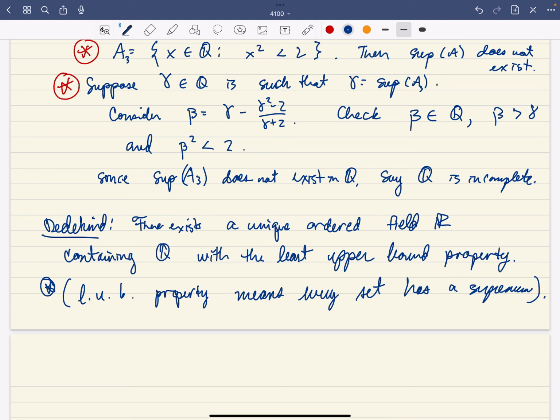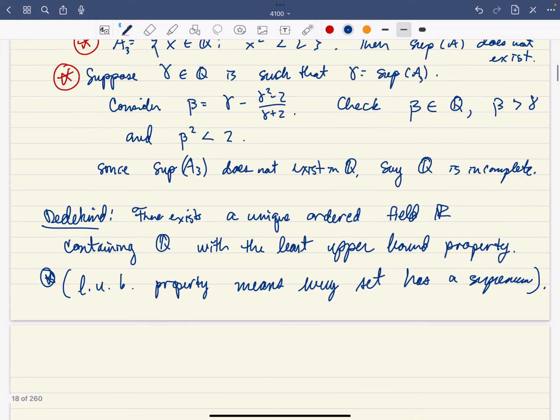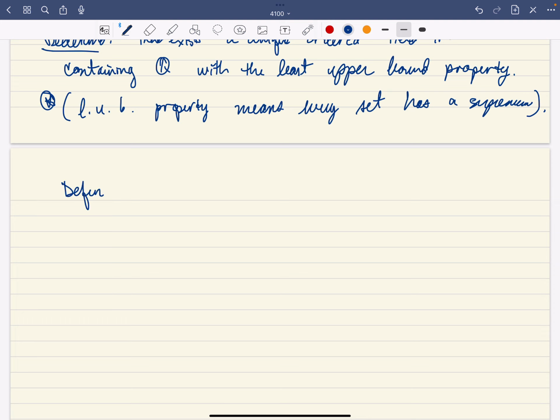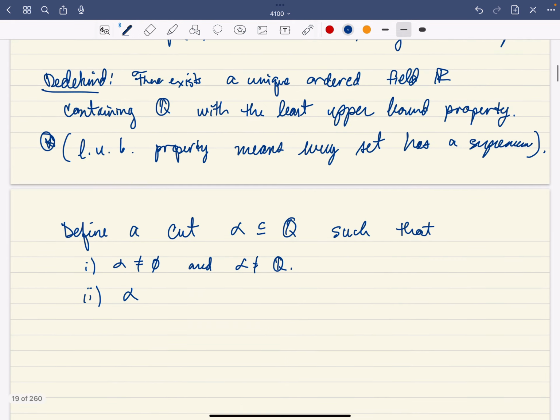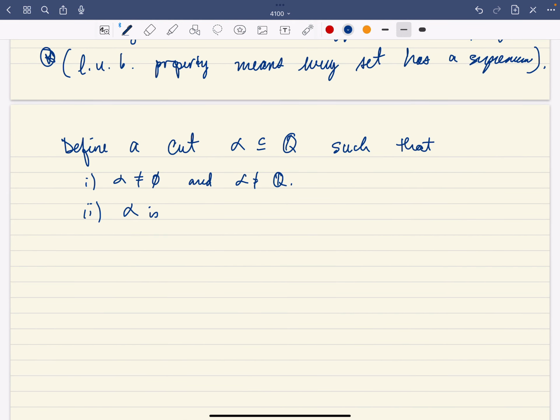And so here's how we're going to construct it. We're going to define a cut as a particular subset of the rationals. And the subset of the rationals is going to have three properties. The first property is that it's a non-trivial subset. So alpha is not allowed to be empty, and alpha is not allowed to be the whole set of rationals. Alpha is going to be what's called closed downward.